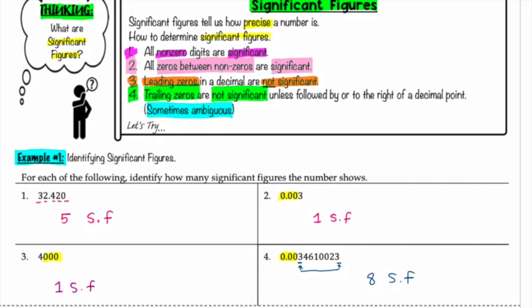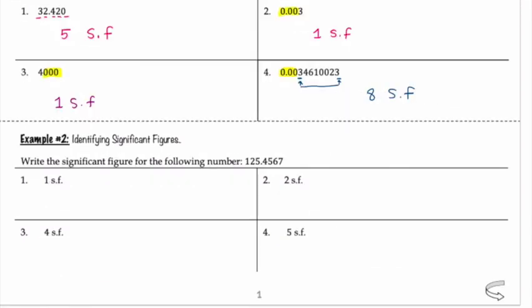Let's look at example 2. For example 2, we are going to identify significant figures. We're writing the significant figures for the following number. So our number has been given and we're working with that number. For number 1, we want one significant figure. In that case, we would have 100. For number 2, we want 2 significant figures. So our number would be 130.